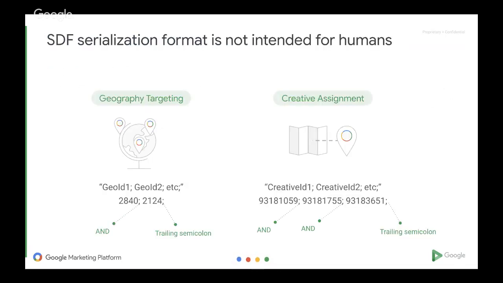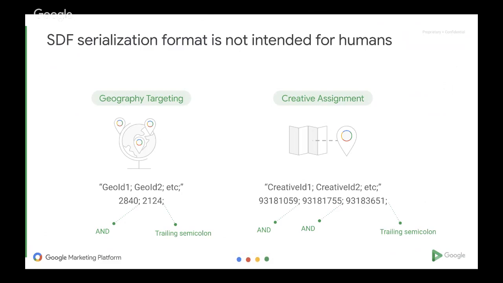So a lot of you might think, when I use an SDF, there are a lot of IDs, and why do they have IDs, right? Why, when I'm trying to target France, can't I just write France, and I have to give it the respective ID that corresponds to it? So SDF initially wasn't intended for humans. It was built for the computers.